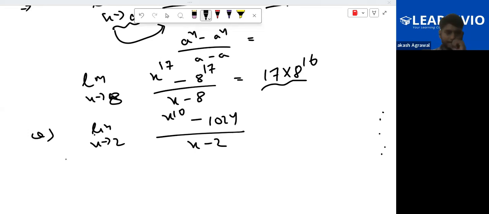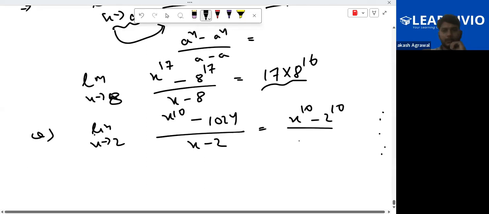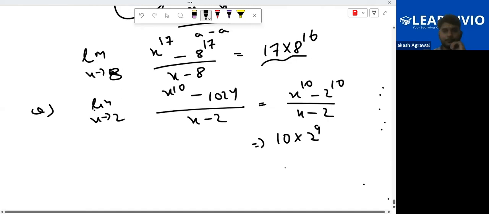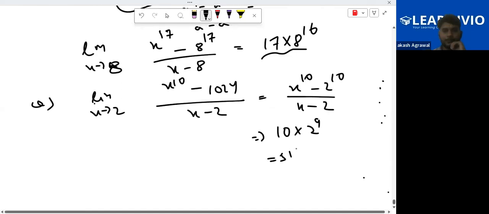Okay, 5120. So this we can write as x to the power 10 minus 2 to the power 10 upon x minus 2. The formula is 10 times 2 to the power 9. So it will be 5120.